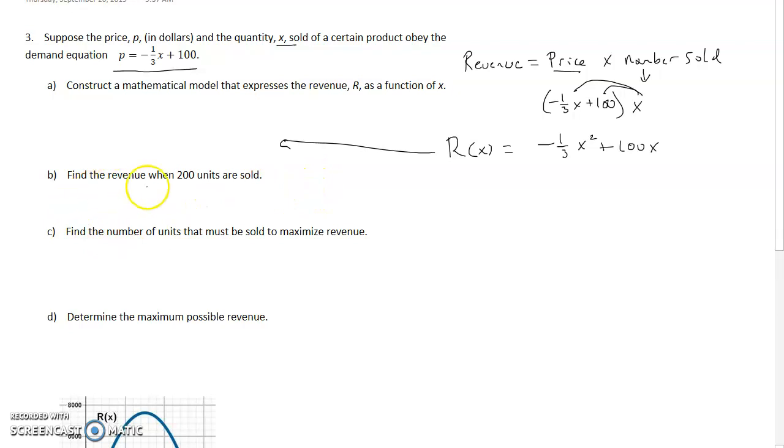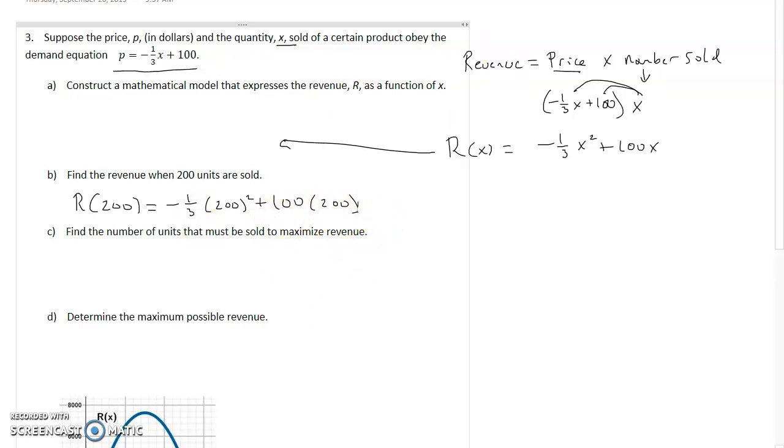The next question says find the revenue when 200 items are sold. For this one, I'm going to plug in 200 for X because that's the number sold. So R of 200 is equal to -1/3 times 200 squared plus 100 times 200. At this point, we would want to work this out using a calculator, so I'm just going to use Desmos for this.